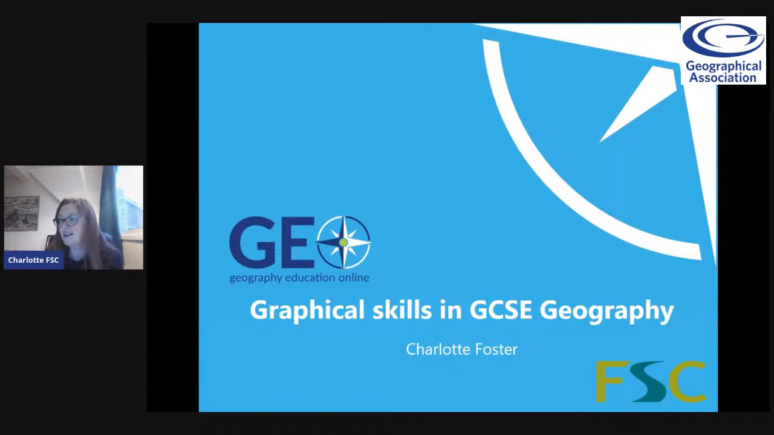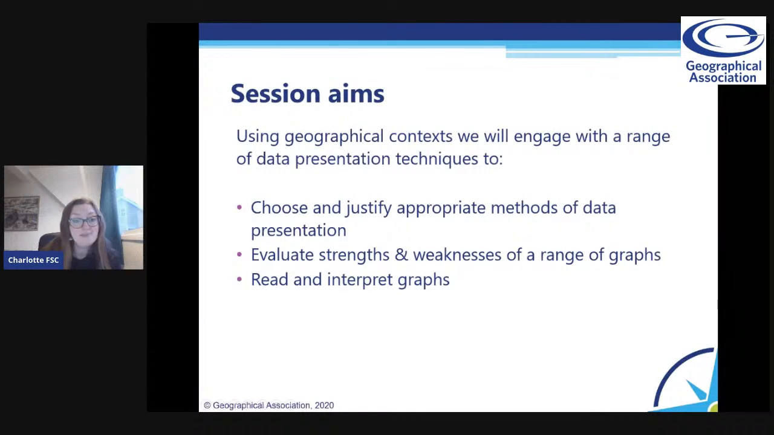So let's have a look at why we're doing this. Our aims for today are using geographical contexts. We'll use a whole range of data sets to give meaning to the graphs we're looking at, and they are linked to the sorts of topics that you might do in GCSE. Even if you haven't covered it yet, you will, and that will hopefully help them make sense. Specifically with the graphs, we're going to be choosing and justifying appropriate methods of data presentation, choosing the right graphs for the data we've got.